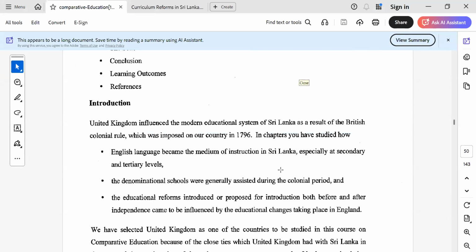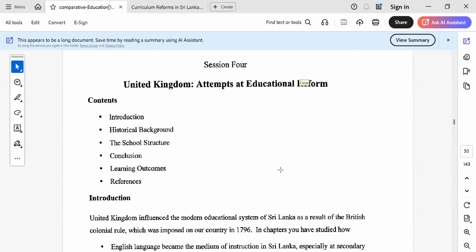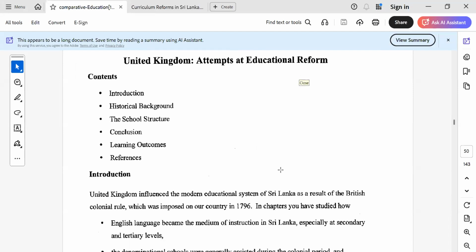So based on this only, I prepared my notes and presentation, right? I have to get the permission from the Apex, and if they allow, I can share this.